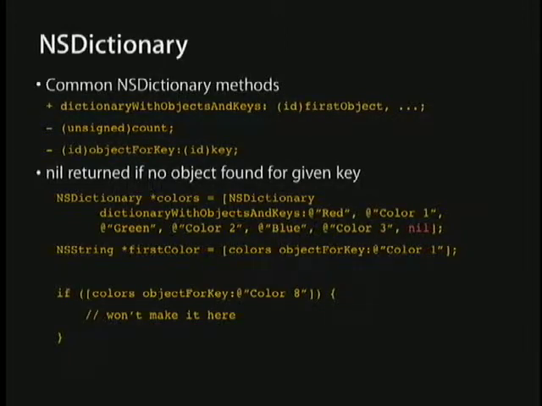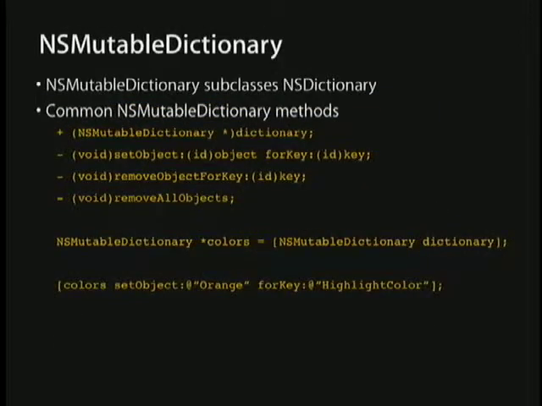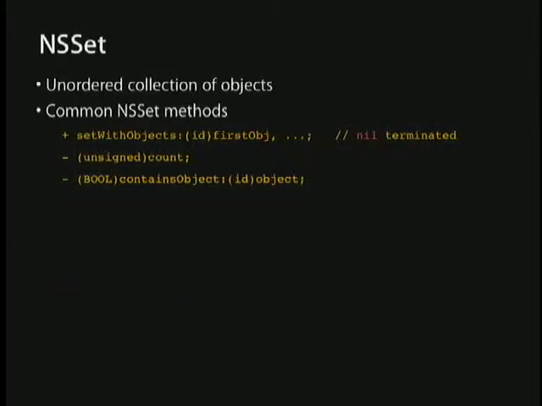You can find out the count, how many things are in your dictionary. You can get a particular object back for a particular key. In this case, nil is returned if you ask for an object for a key that's not in there. It's not NSNotFound, you'll get back nil. So a slight difference there. Okay, we're running out of time here. So mutable dictionary, same thing, just lets you mutate the dictionary, which the immutable one obviously didn't.